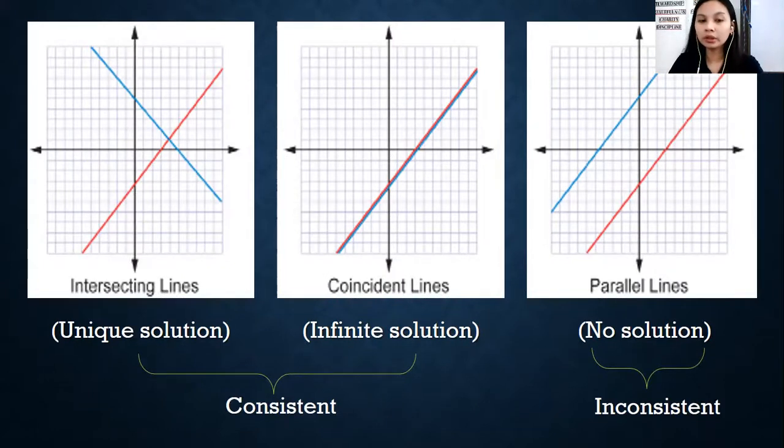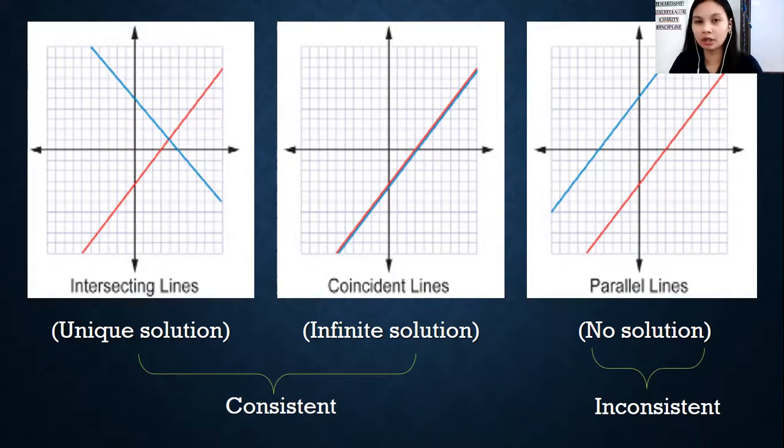Intersecting lines and coincident lines are considered consistent, since they have a solution. Parallel lines, since they have no solution and no possible coordinates, are inconsistent.